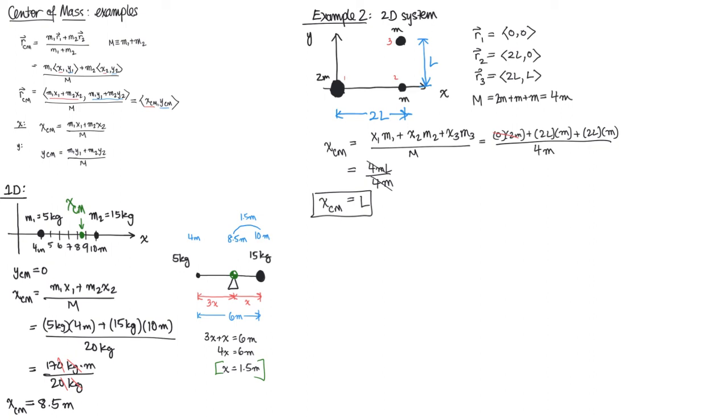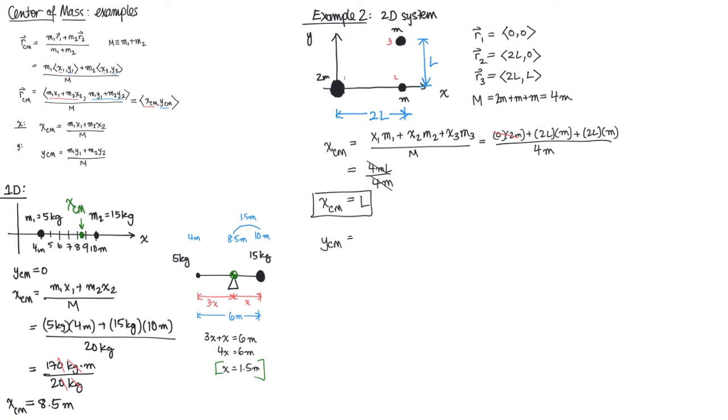How about in the y direction? In the y direction, well, maybe we can talk through it before we do a calculation. We have 1m up here. If we project everything onto the y-axis, we have 1m up here, and we have 3m down here. So we're going to expect the center of mass to be closer to the origin than it is to y equals L. So let's see how that plays out.